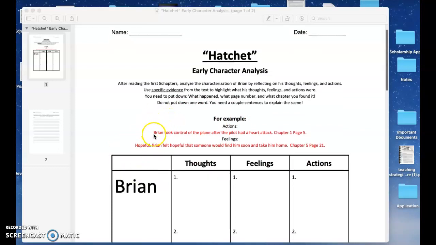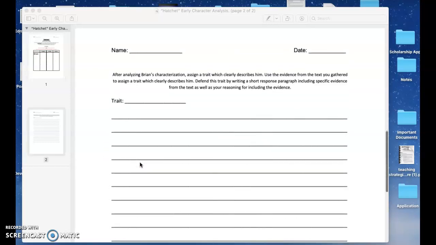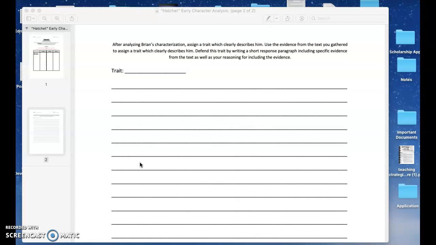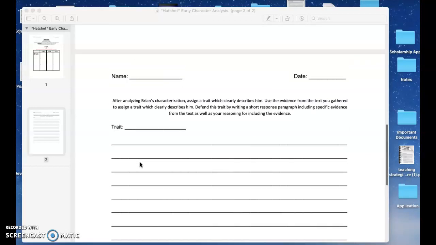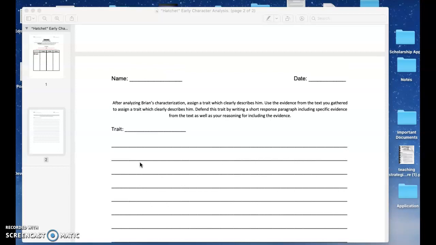Because he's able to take control of the plane and he's able to have some hope. But what I have to do is write a paragraph saying these are the reasons why Brian is considered hopeful. So again, what we're doing is defining the character now, so once we start reading, by the end of the book we can say, I understand how he developed and how he changed, and that makes it an even more interesting book.